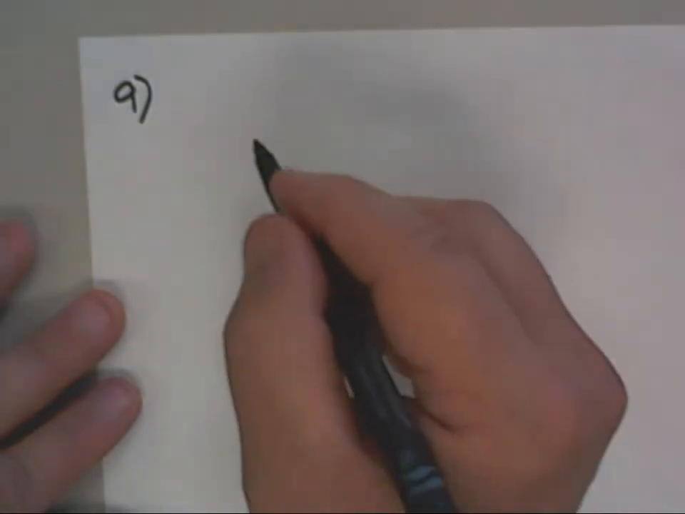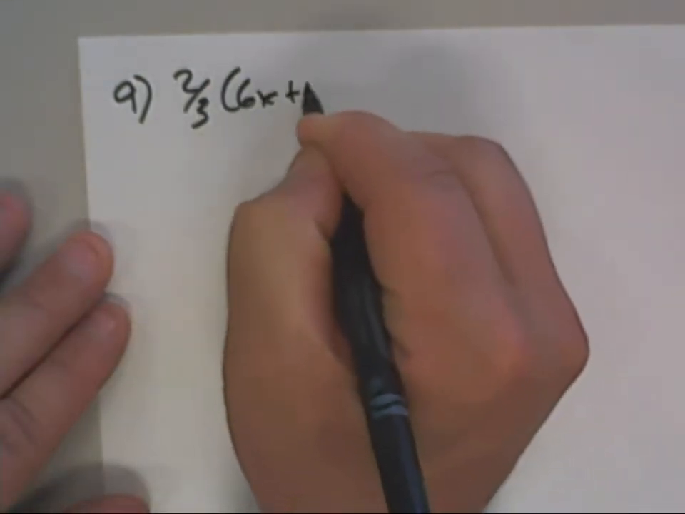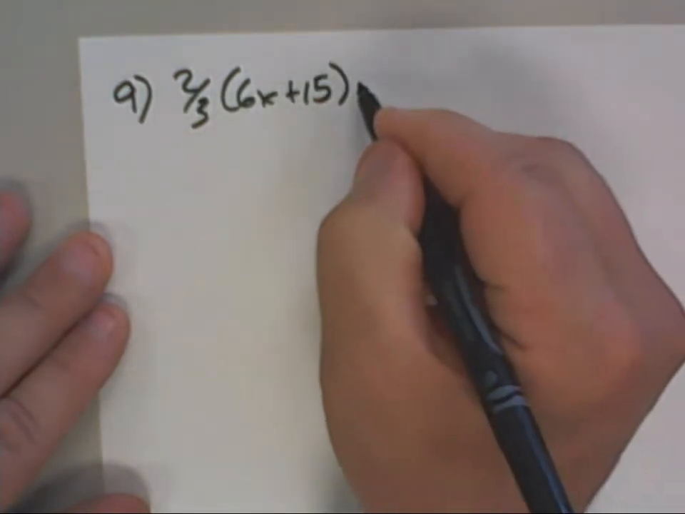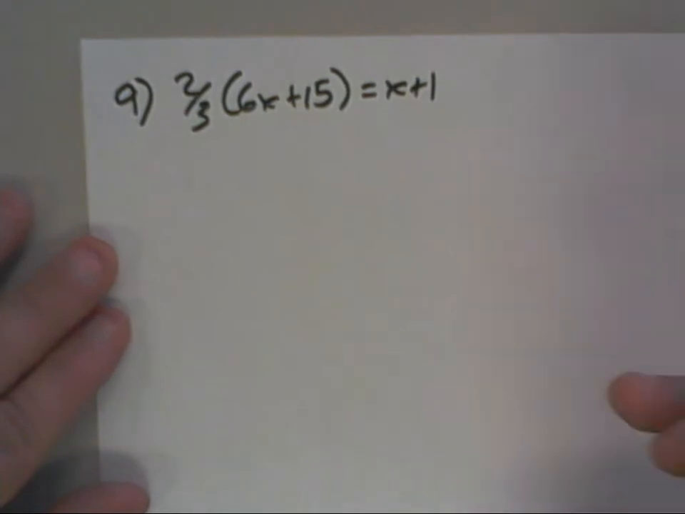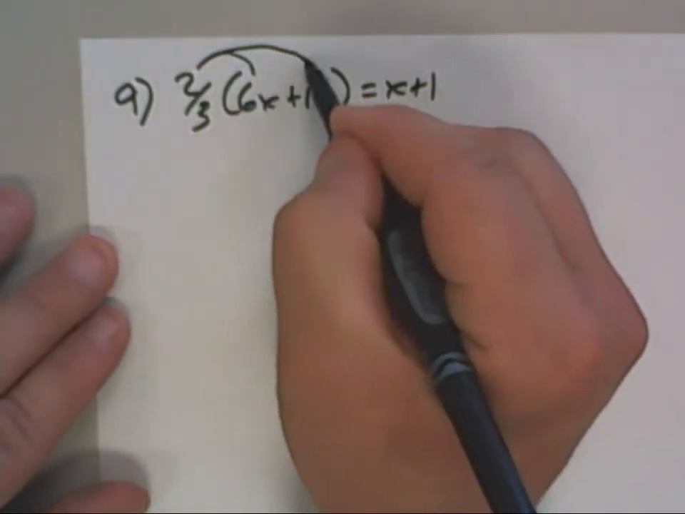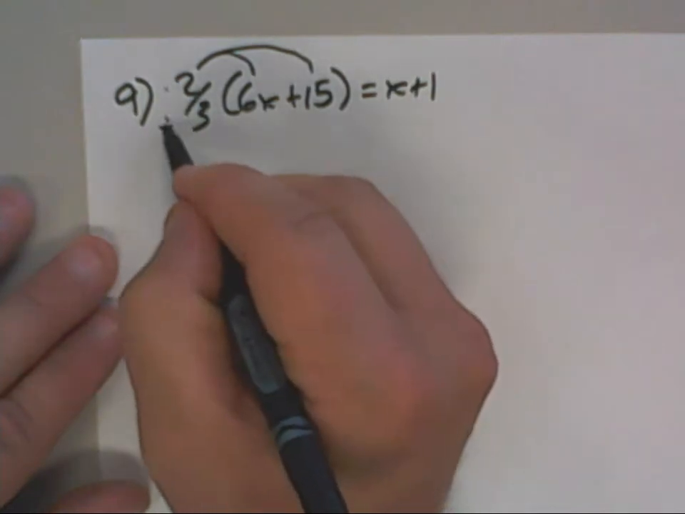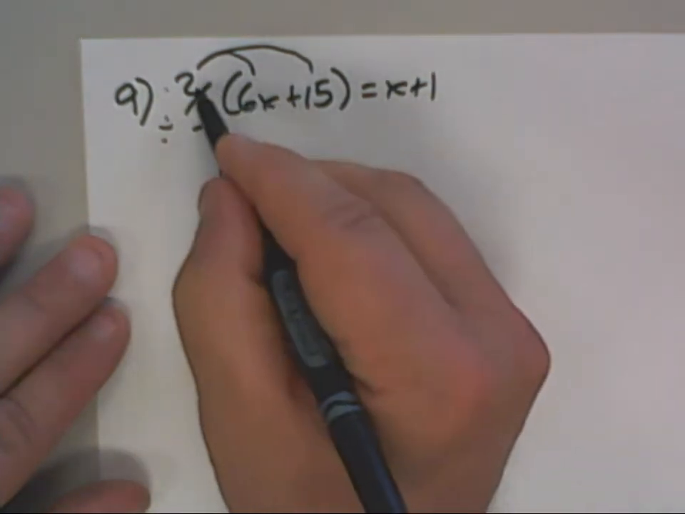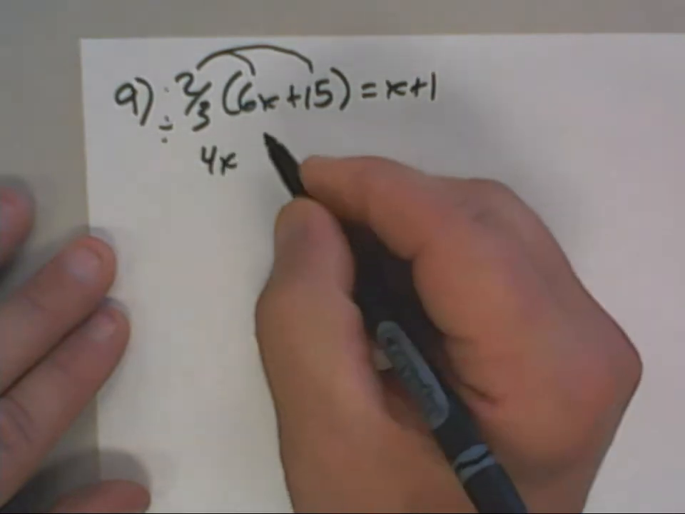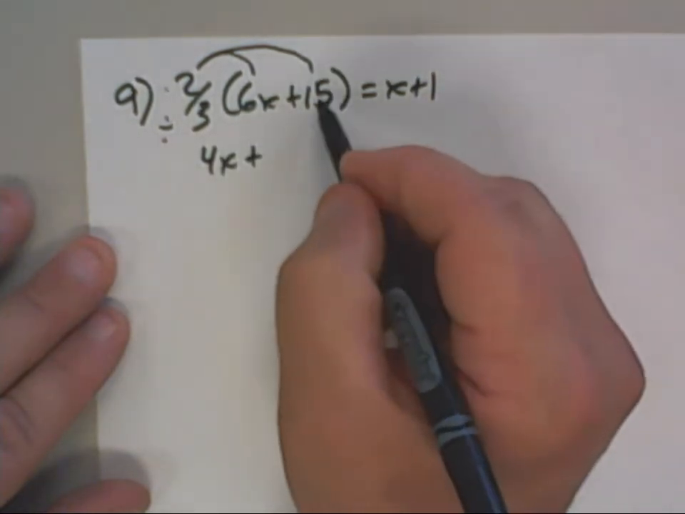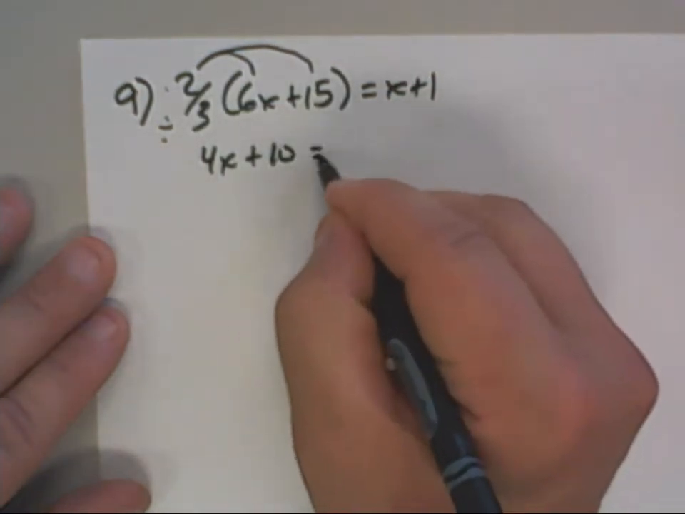Number 9, we have a fraction. We're going to take 2/3 times (6x plus 15) equals x plus 1. So we're going to start this problem by distributing the 2/3. 2/3 times 6, again, I can multiply by the top and divide by the bottom. 6 times 2 is 12, and 12 divided by 3 is 4x. Plus 15 times 2 is 30, 30 divided by 3 is 10, equals x plus 1.